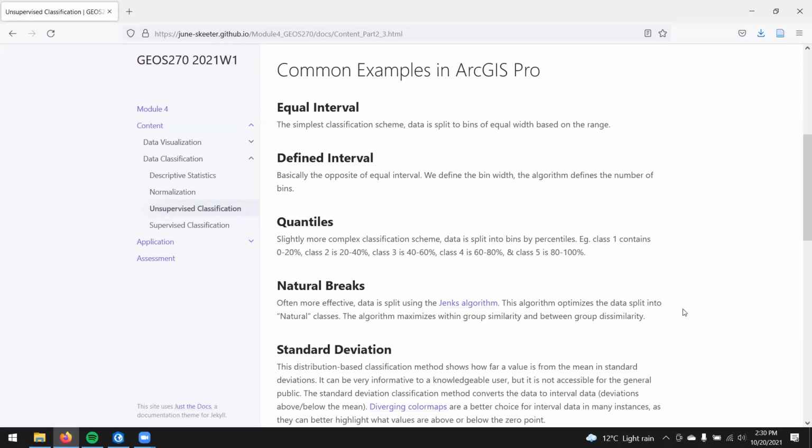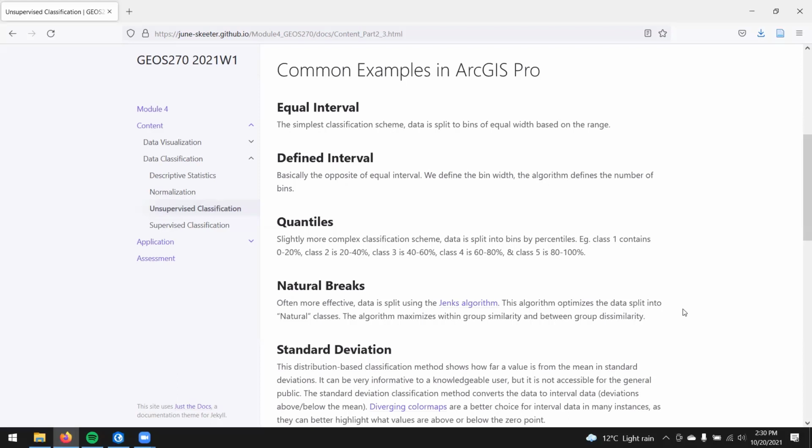The flip side of that is defined interval, where you say, okay, I want intervals this wide. The algorithm will then take the range, maximum and the minimum, and split it up into a certain number of classes based on the defined interval. Again, generally speaking, there aren't many circumstances where you want to use that.